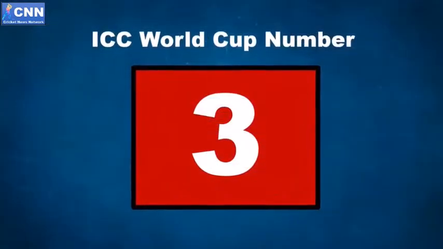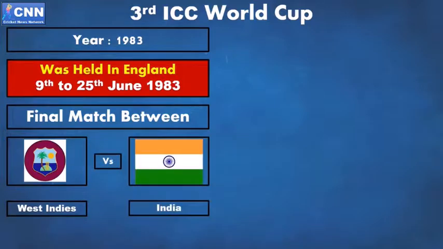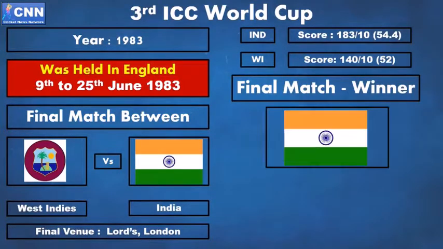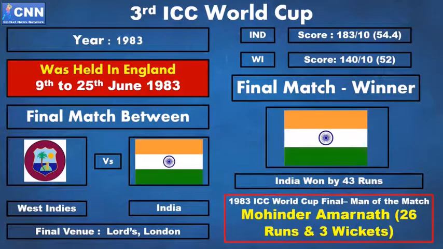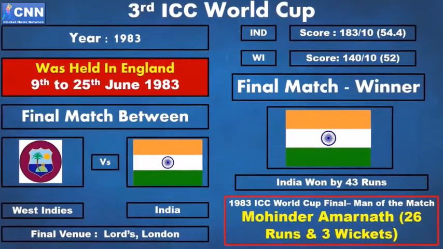ICC World Cup number 3. The 1983 Cricket World Cup was the third edition of the Cricket World Cup tournament. It was held from 9 June to June 25, 1983 in England and Wales and was won by India. This tournament also was held as 60 overs game.